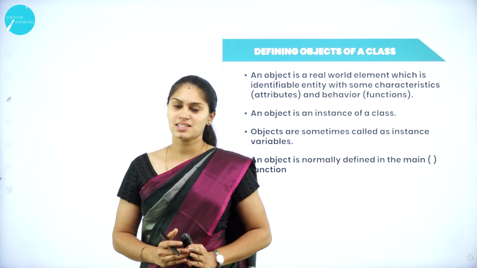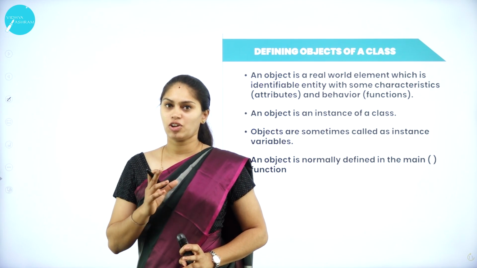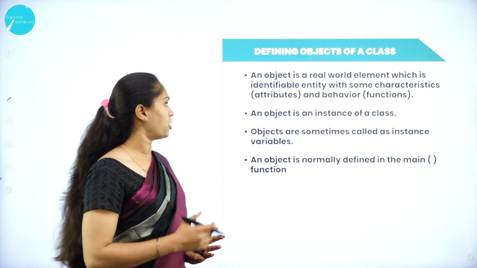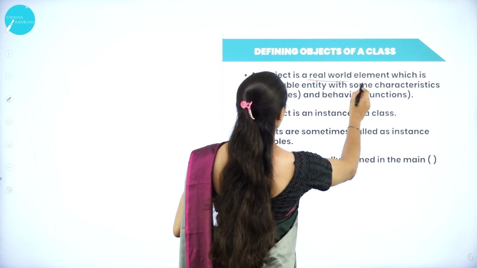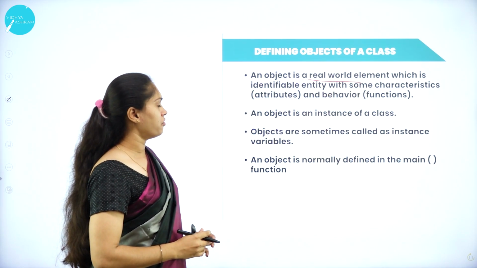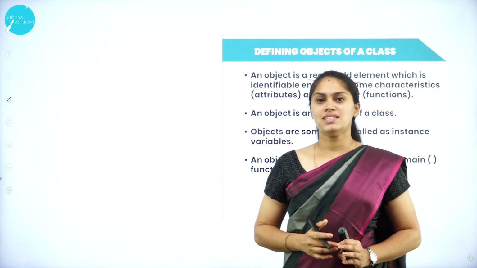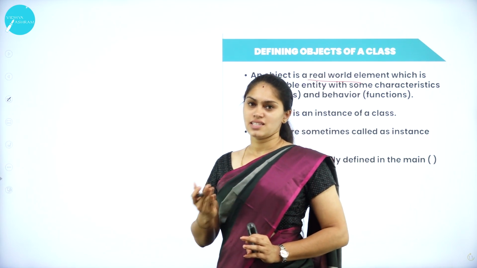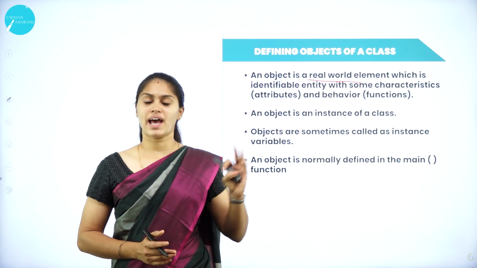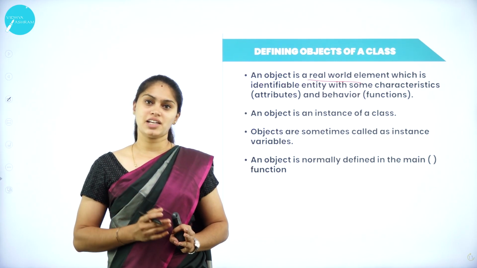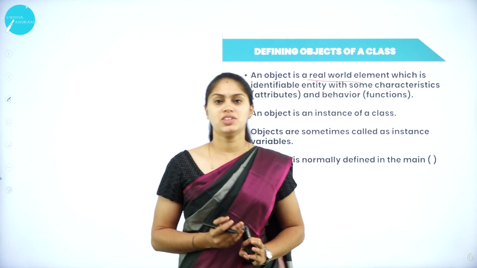If I want to access the data members and member functions of a class, at that time I require objects. So we'll see what this object is. An object is a real-world element, an identifiable entity with some characteristics and behaviors. As I told earlier, if I consider a fan as an object, it consists of what? Data and methods or functions that have certain attributes. With those attributes, I can recognize it as an object, and it is going to perform some operations.